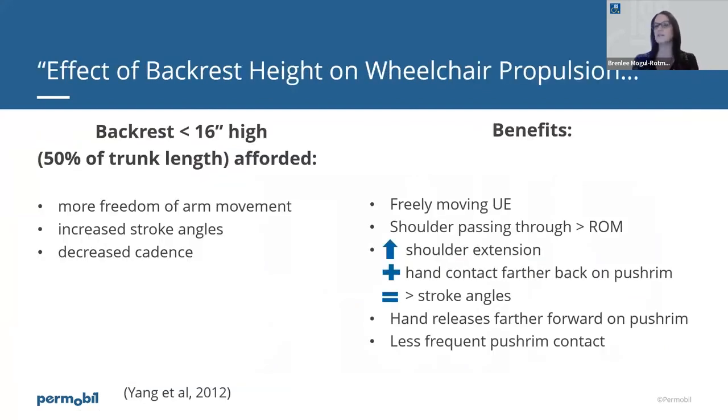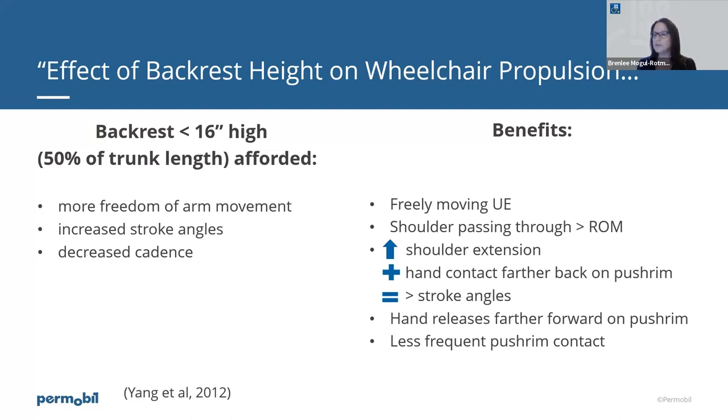And then back to the study from 2012 by Yang et al. I know it's a little bit of an older study now, but there's not that many. It's called the effective backrest height on wheelchair propulsion biomechanics for level and uphill conditions. They had participants propelling on a treadmill, both level and uphill. And they either used a back support of 16 inches in length, or a lower back support that was measured at half the dimension of the client's trunk height.